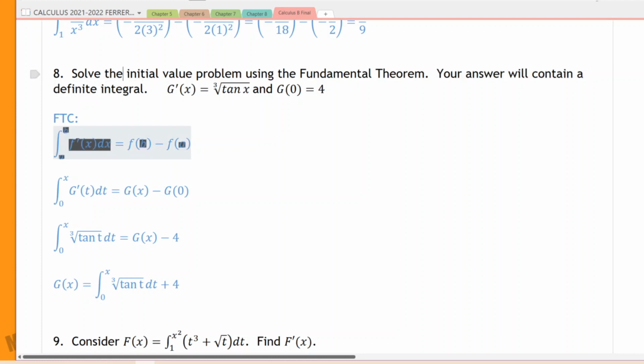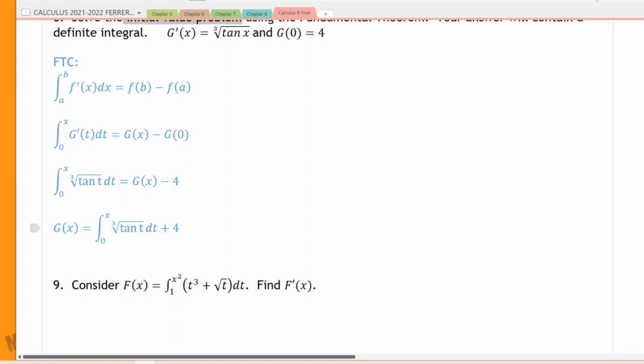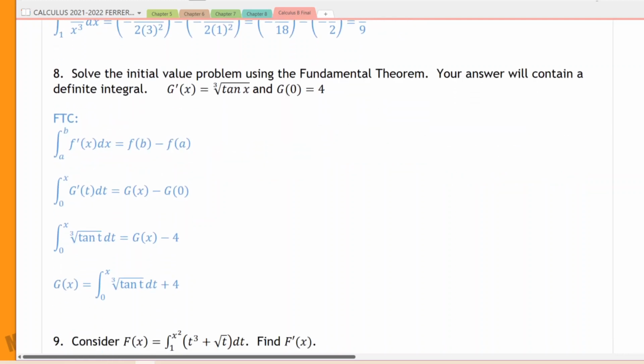And also, this is calling itself an initial value problem. So solving an initial value problem means we have a function for g of x. So there we go, number 8.